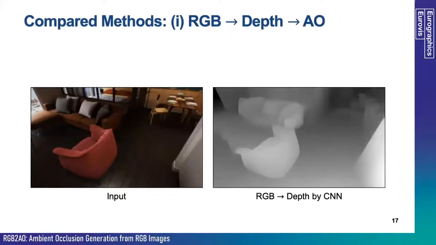To the best of our knowledge, there is no existing image-based AO generation method. In this experiment, we evaluated the performance of our model and compared it with two approaches that can be utilized in our setting. The first one is called RGB2Depth2AO. In this approach, RGB2Depth translation and Depth2AO translation are applied sequentially. Here we show the estimated depth using the CNN trained on our dataset. It seemed to capture the global geometry well. However, it's not enough to generate accurate AO, as we will show next.